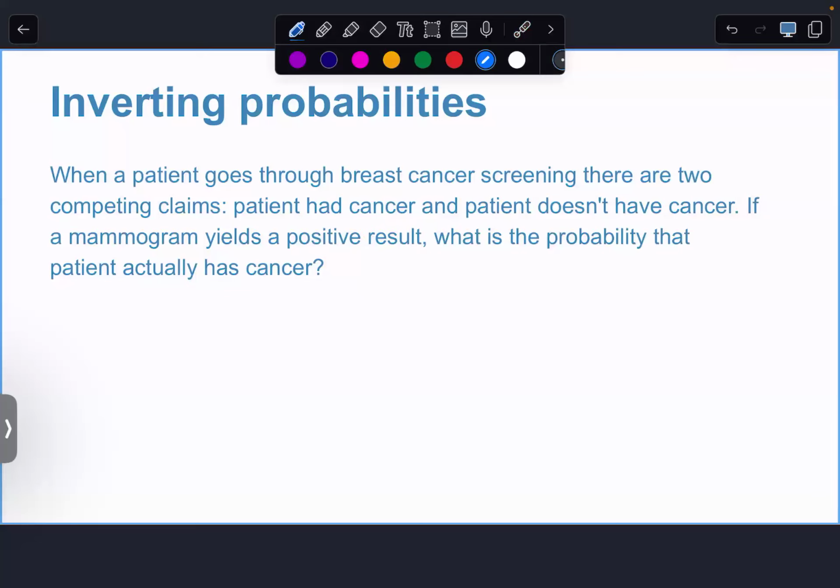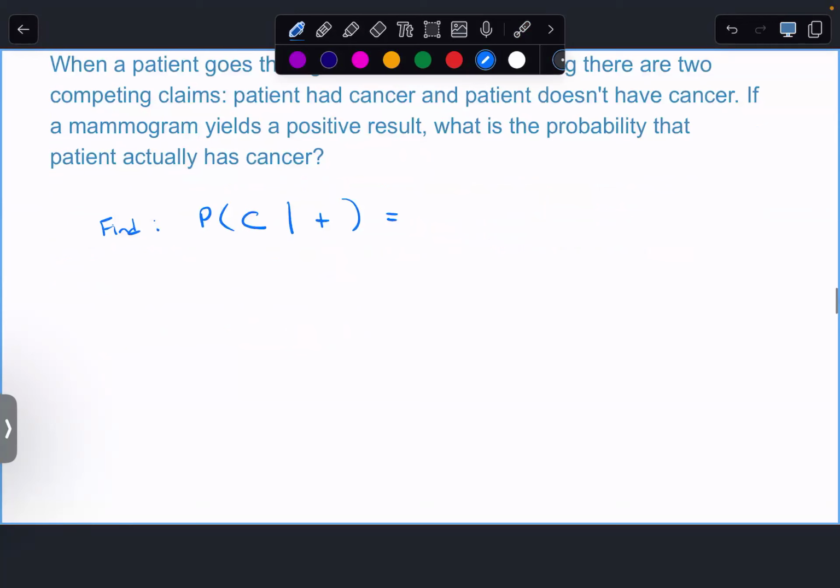What we need to do first is find the probability of cancer knowing that there was a positive result. So being comfortable with the conditional probability, we can rewrite this as the probability of C and positive divided by the probability of positive, right? Or you can use your formula sheet. That's fine too.